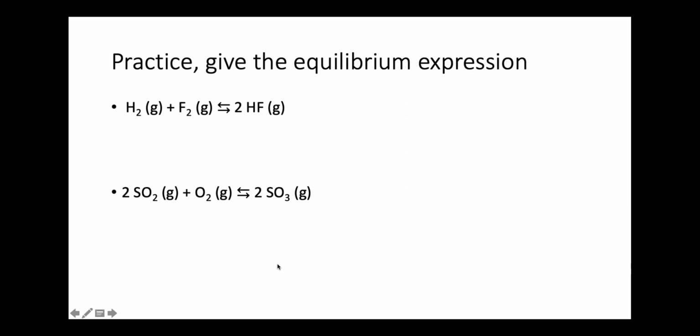So let's practice this a little bit. We have H2 plus F2 in equilibrium with 2HF. So products over reactants with my coefficients becoming powers. So we see here HF to the power of 2 divided by the concentration of H2 times F2. Next one, 2SO2 plus O2 in equilibrium with 2SO3. Products over reactants, so SO3 over SO2 times O2. And my coefficients, my 2, you see it back here as a power, and the 2 here for SO2 also comes back as a power, the concentration of SO2 to the power of 2.